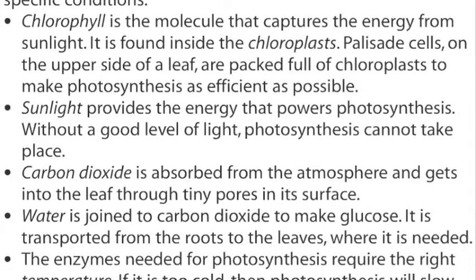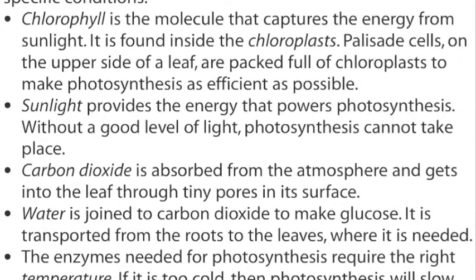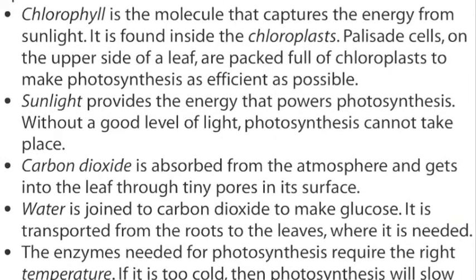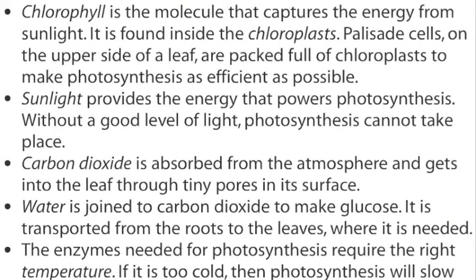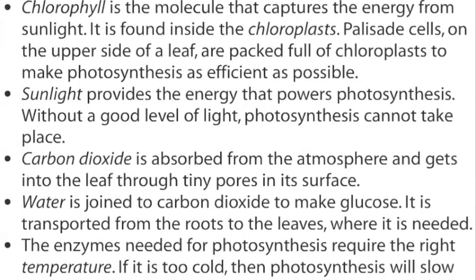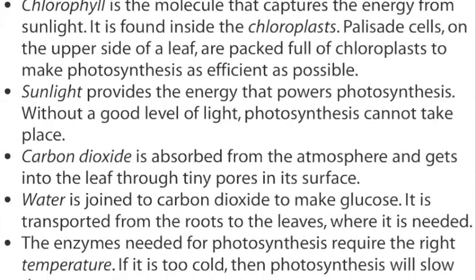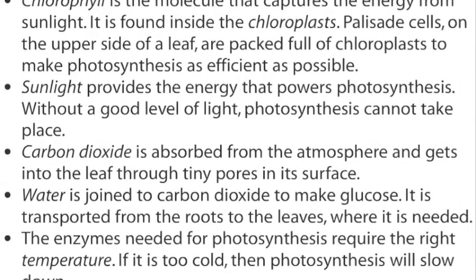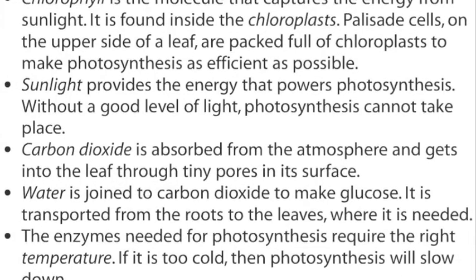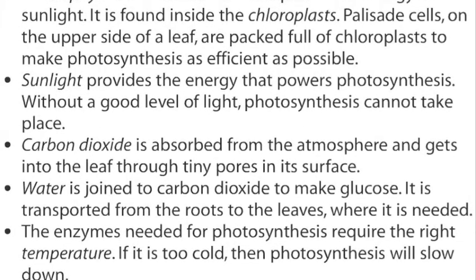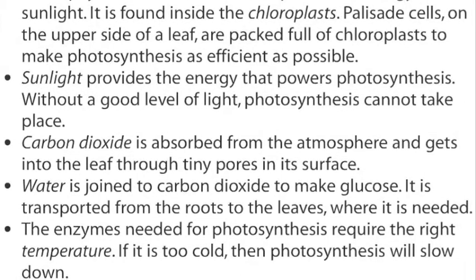Without a good level of light, photosynthesis cannot take place. Carbon dioxide is absorbed from the atmosphere and gets into the leaf through tiny pores under its surface. Water is joined to carbon dioxide to make glucose. It is transported from the roots to the leaves where it is needed. The enzymes needed for photosynthesis require the right temperature. If it is too cold, then photosynthesis will slow down.